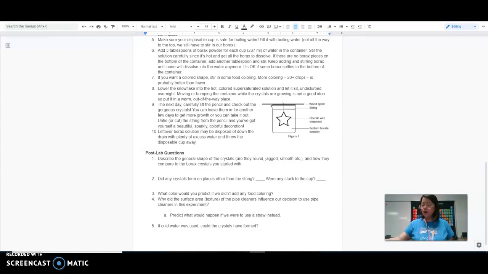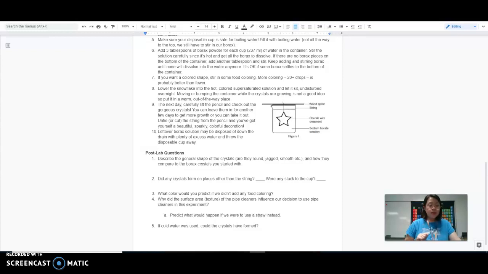For number 3, what color would you predict if you didn't add any food coloring? Like I said earlier, the crystals are more of a glass-like structure, and they are clear whenever you don't add any food coloring, but also their color can be influenced by the color of the pipe cleaners. So if you answered clear or white because I used white pipe cleaners, you would be correct in either case. So for the most part, they are clear, but because they're clear, they are influenced by the color of the pipe cleaners or whatever it was you soaked in the solution.